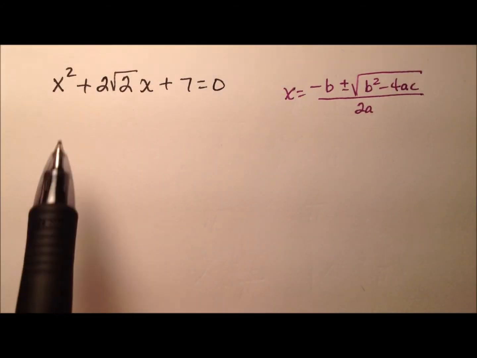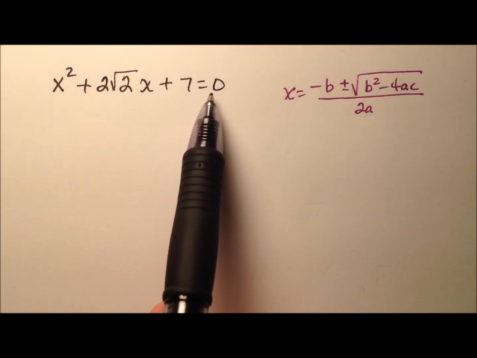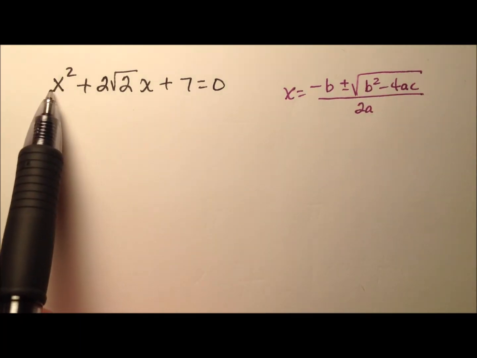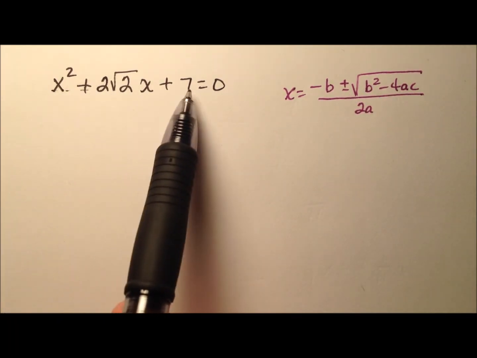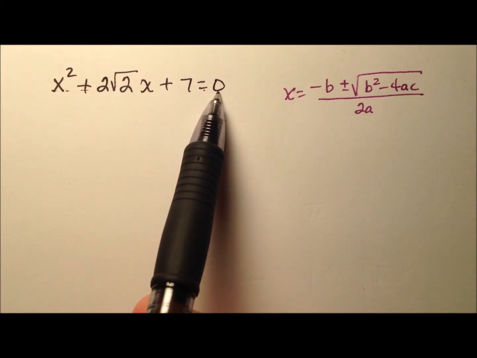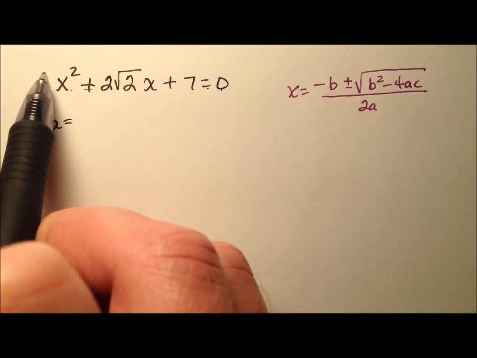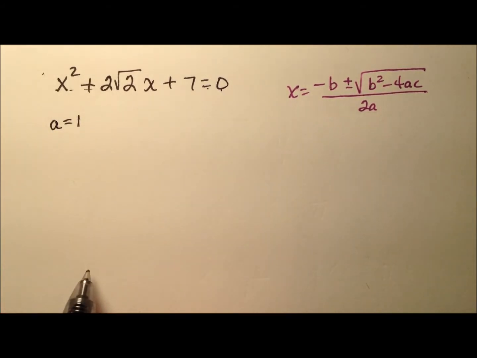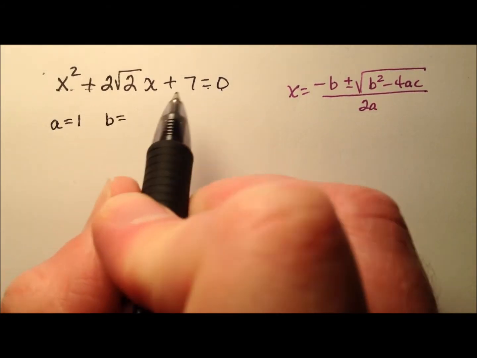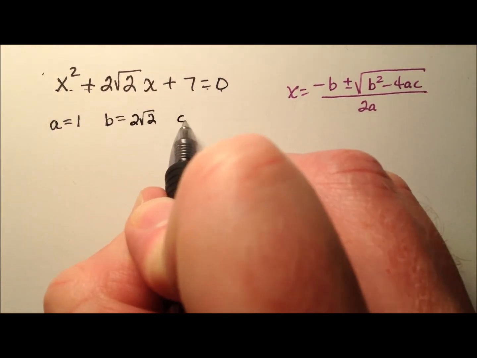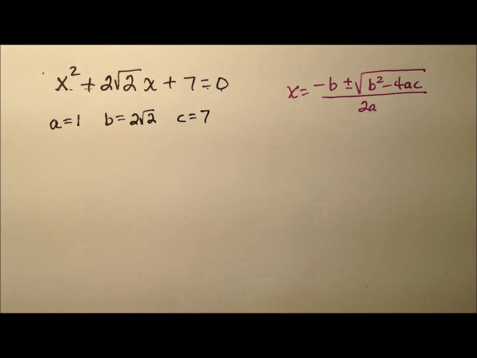In this example, we're going to solve this quadratic equation, and we'll do so by using our quadratic formula over here. So we notice our quadratic expression is already on the left side equaling 0. So let's go ahead and grab our values for a, b, and c. a is going to be the leading coefficient, which is 1. b is the coefficient of our linear term, so 2 radical 2. And c is our constant, so 7.